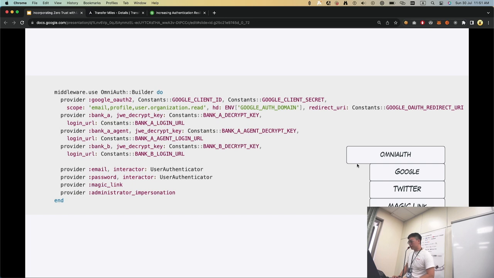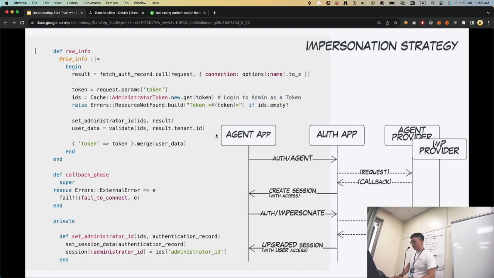Yeah, so I think the quick diagram on the right-hand side shows you basically how OmniAuth acts as a builder that you can register. Okay, so just now in the demo we had impersonation, right? What you saw when I first logged in as an agent and then impersonated was actually a mixture of two different providers. The first one was the agent provider, where I validated that the agent login was valid. Then after that I impersonated, right?